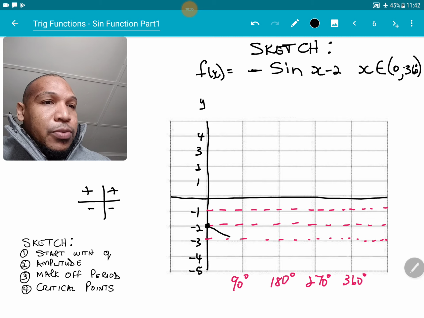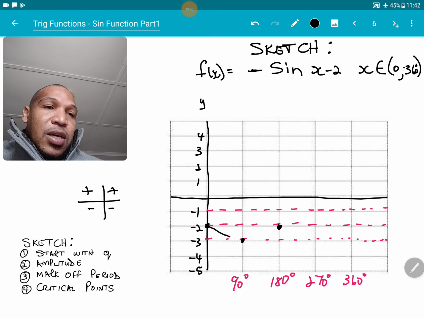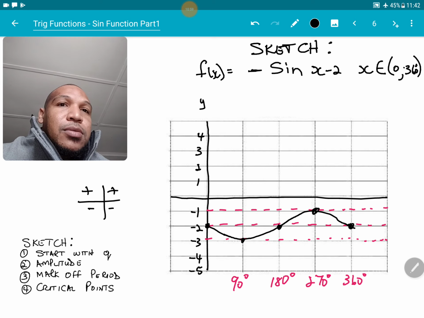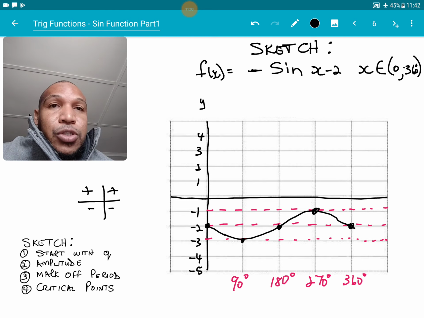So we'll go, oh, I don't have my critical points here. So I've got 180 degrees. Because it's negative, it will be the inverse. And then it will be negative here, and it will go positive over there. So we have 270. And there's our critical points. And then we connect our dotted lines. And that's how easy it is to sketch our sine graph.